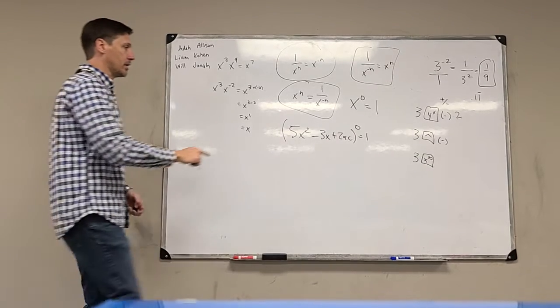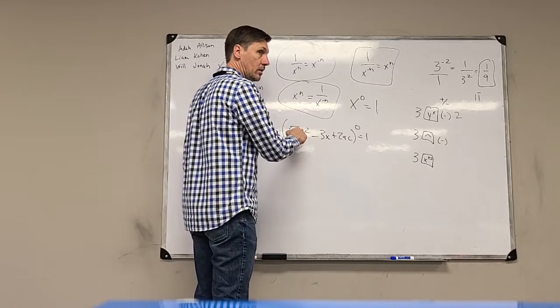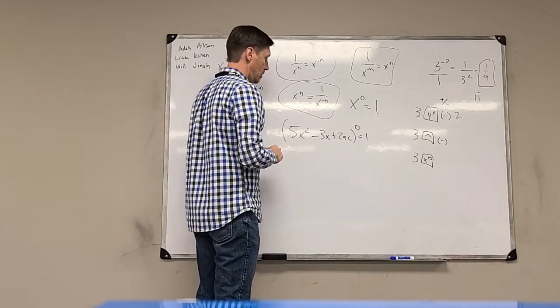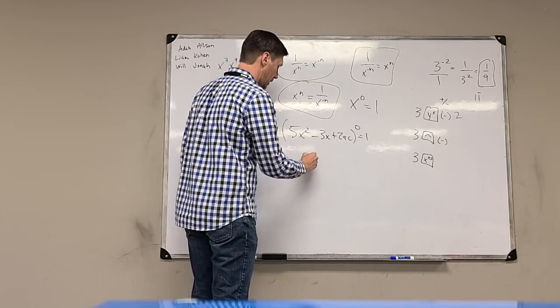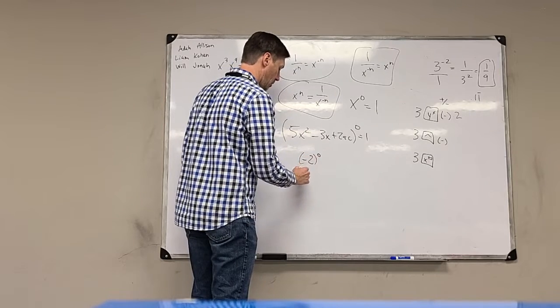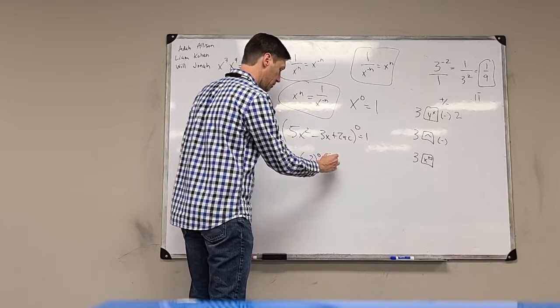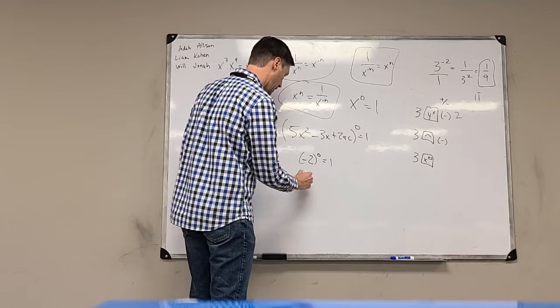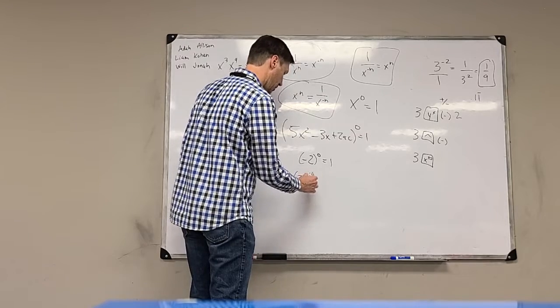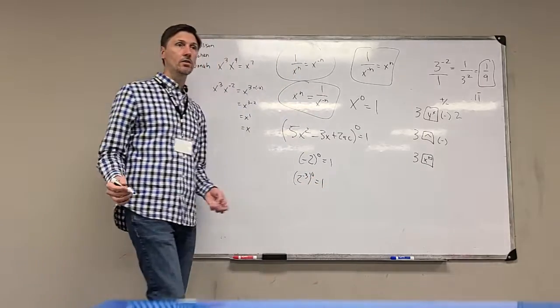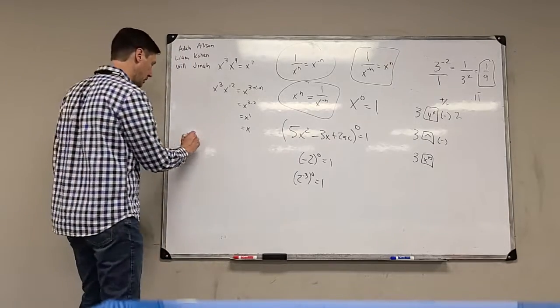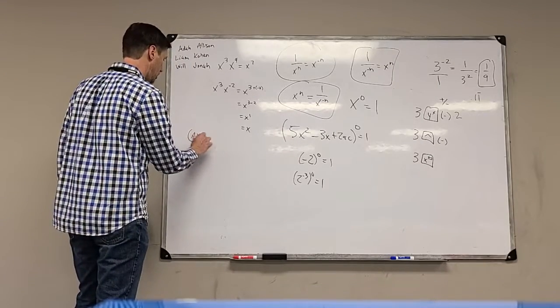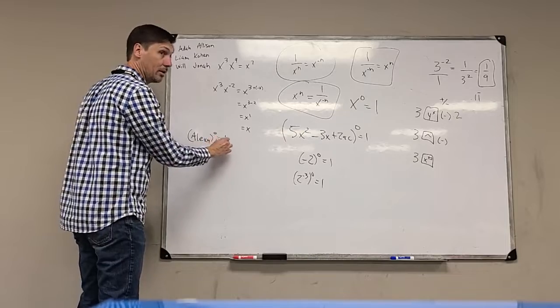If I had a negative inside here, or a negative on a problem where you would put it to the 0 power, would it change it? So like negative 2 to the 0 power? That would still be 1. Or if I had 2 to the negative 3 raised to the 0 power, that would be 1. Anything to the 0 power, doesn't matter what it is. If I put Alexa to the 0 power, it would be 1.